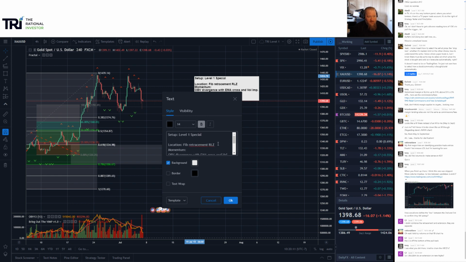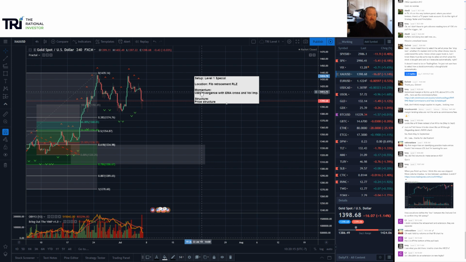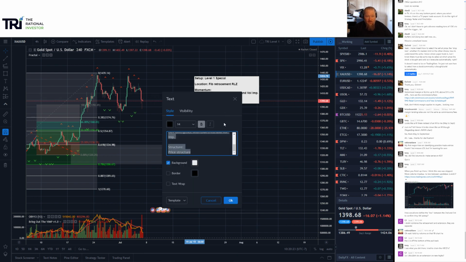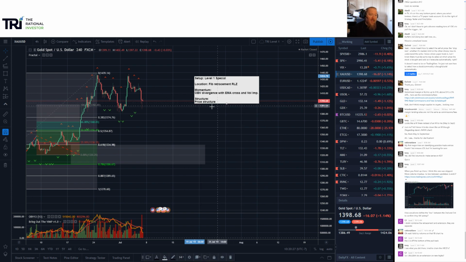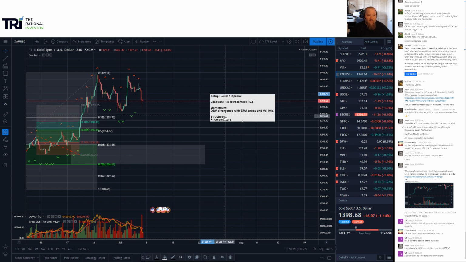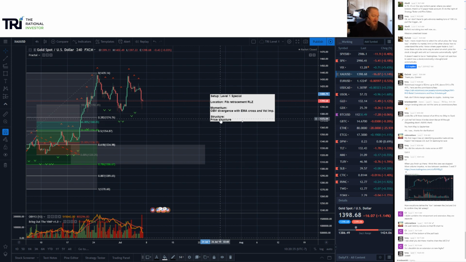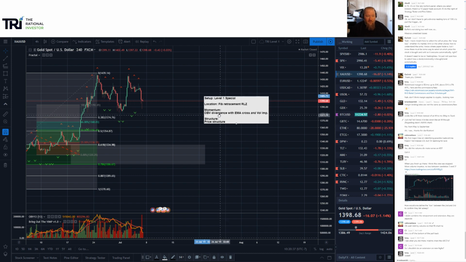What I want you to do is hunt for this. Look for any assets that are in a reload zone. Look for divergence on OBV with an EMA cross and volume impetus. So we have to confirm that divergence with a W or an M, right? And then we look for price structure following that OBV divergence. So price structure can be a W, can be an M, can be an inside bar or outside bar reversal.